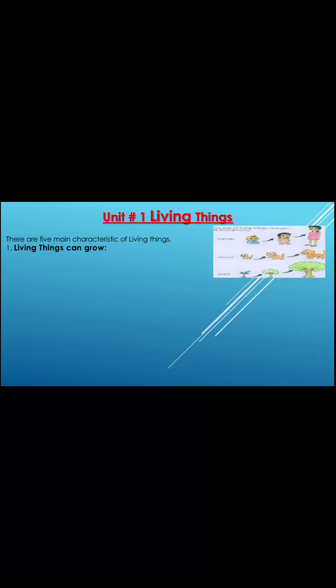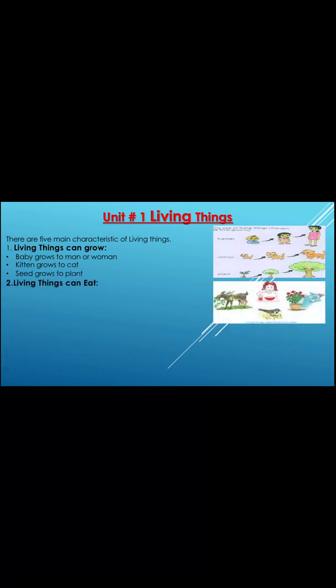So before starting our new unit, we will do the revision of previous ones. Today we are going to revise unit number 1 and unit number 2. So starting from unit number 1 is living things. Human being, animal, plants, these all are living things and they have some characteristics. So today we will highlight 5 characteristics of living things.